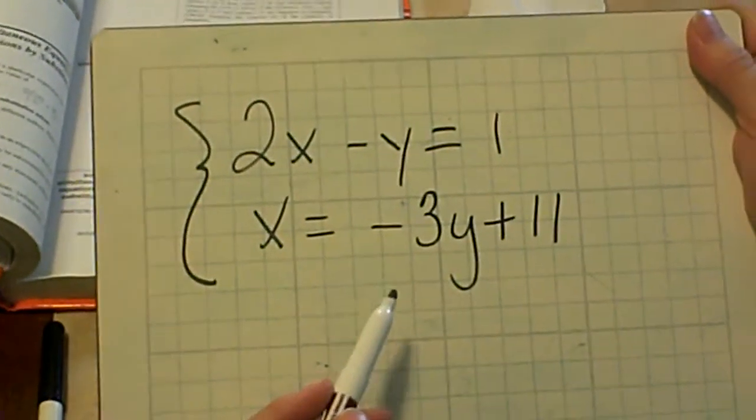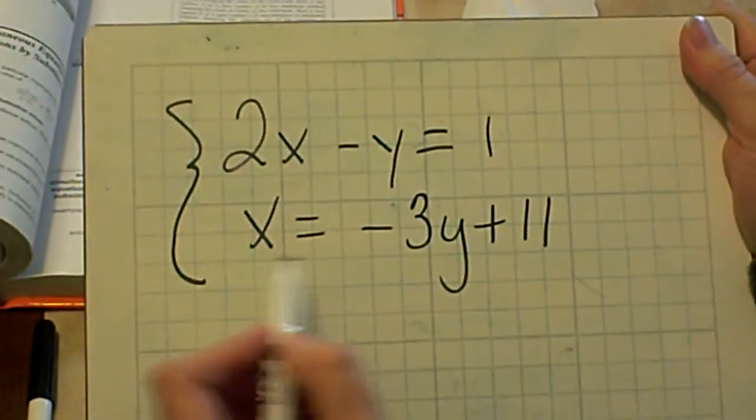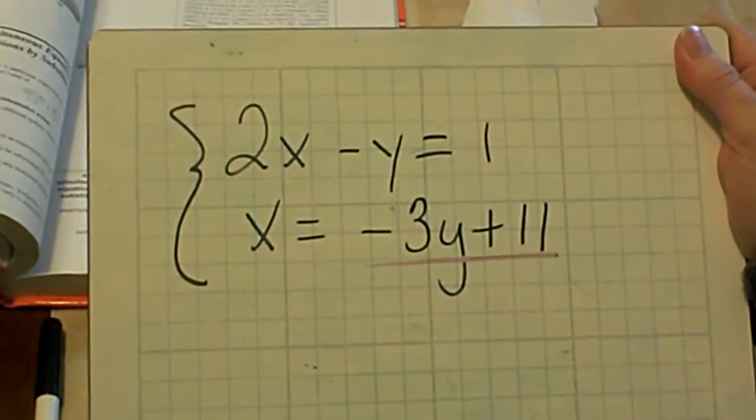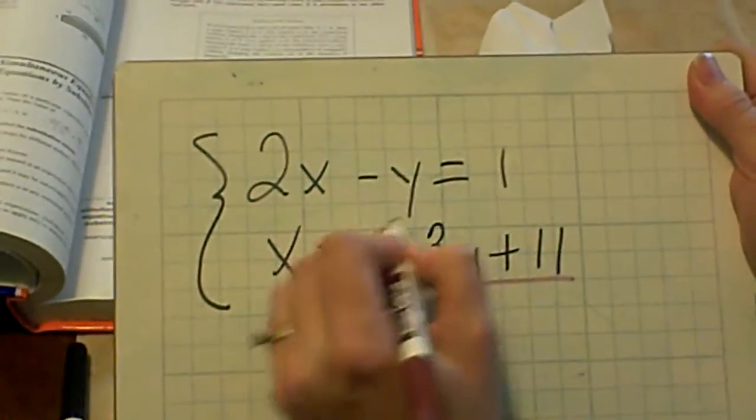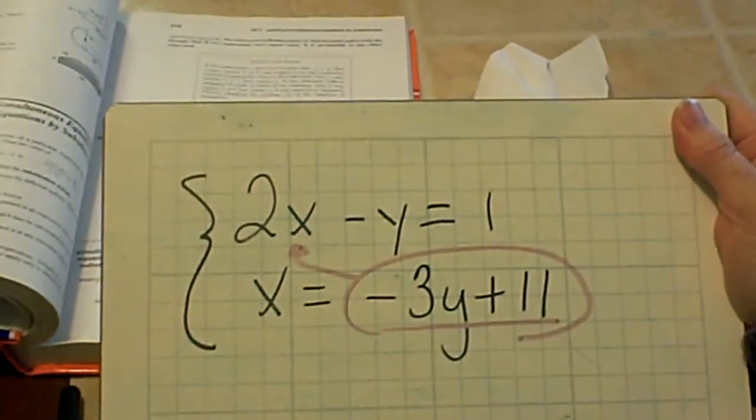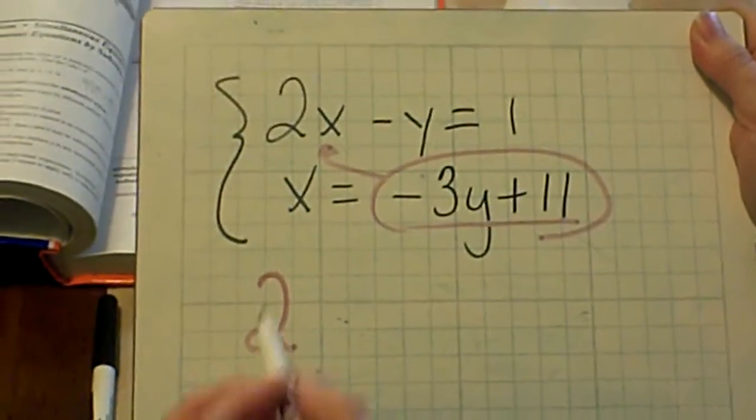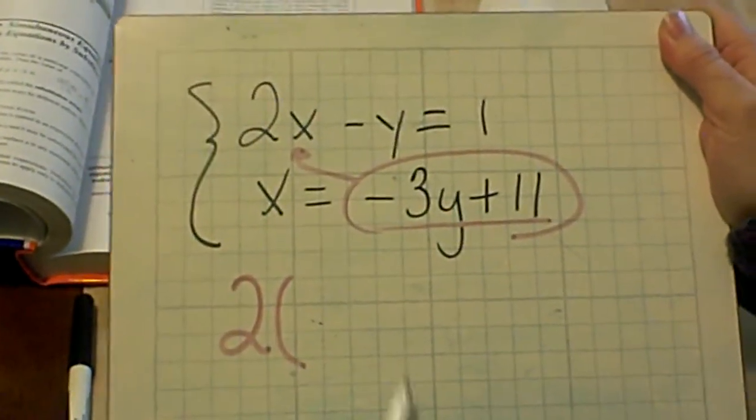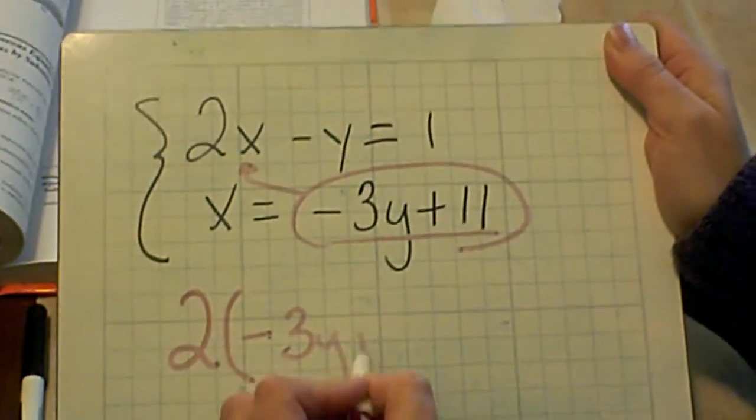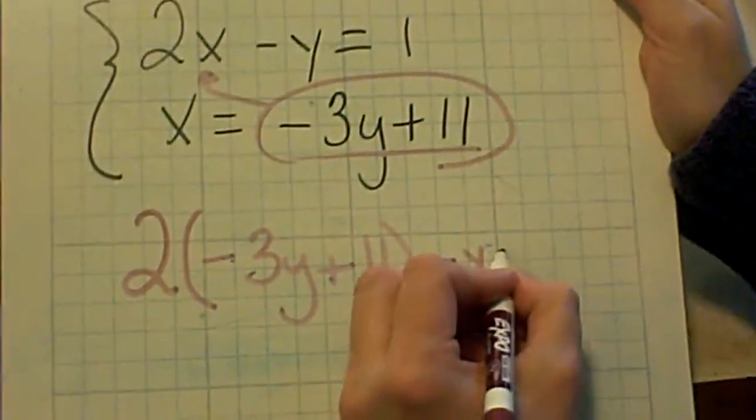And you can solve these by what's called substitution. It tells us here that x equals -3y plus 11. So I can take this -3y plus 11 and put it in where the x is in this equation. So I'm going to take the 2, and then where the x is, instead of putting an x, I'm going to take what we know it equals, and that's -3y plus 11.